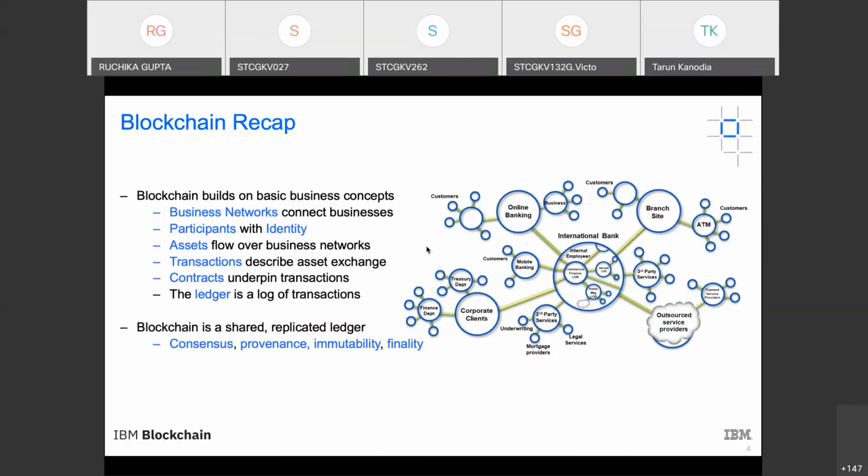All the different entities which come together to form the business network are called participants. And each of these participants would have some kind of identity and role in terms of what transactions they can perform on the business network. Then generally, like any kind of business network, you will have some kind of exchange of something of value. And in the blockchain world, it's called the asset. Asset is what is going to change hands amongst the different participants.